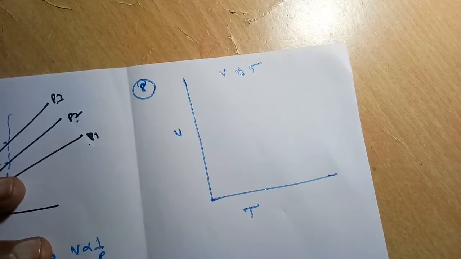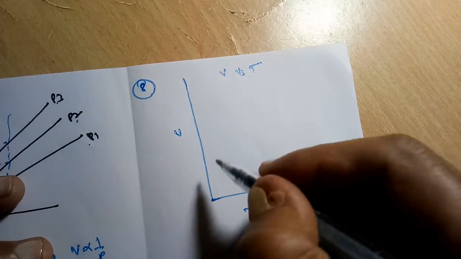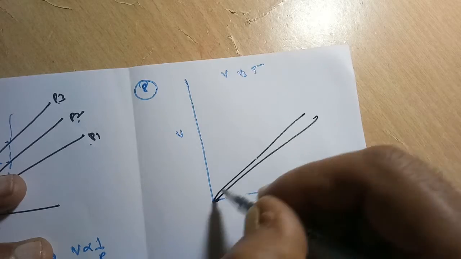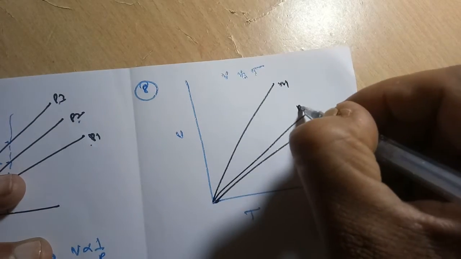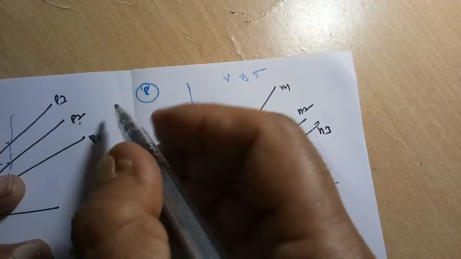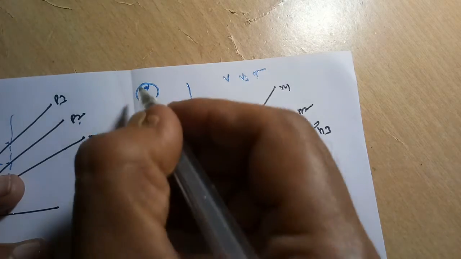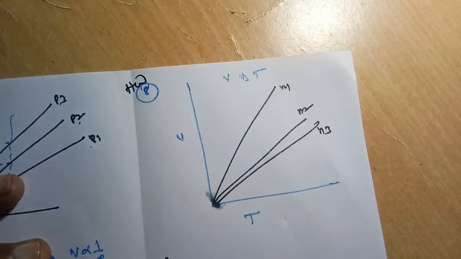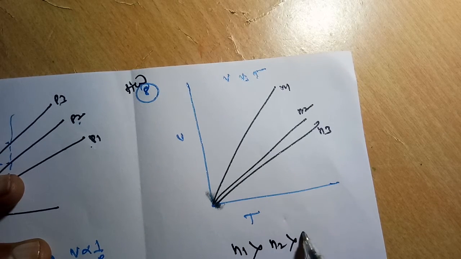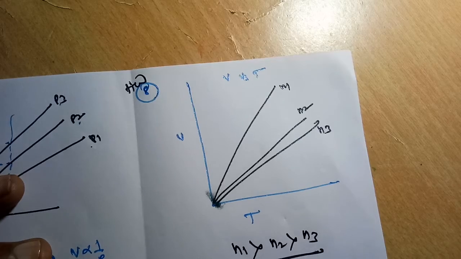Now another graph, V versus T at different number of moles. This is at N1, this is at N2, and this is at N3. What is the relation among N1, N2, N3? This is a homework problem you can take. You should get N1 is more, N2 is more, N3. This equation you should get.